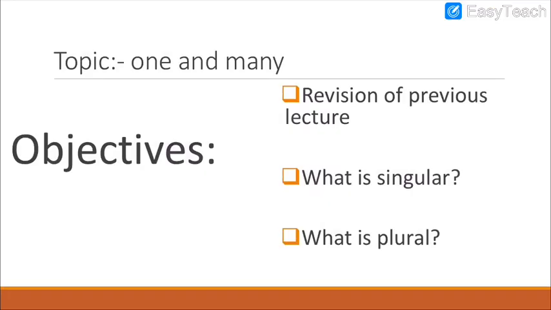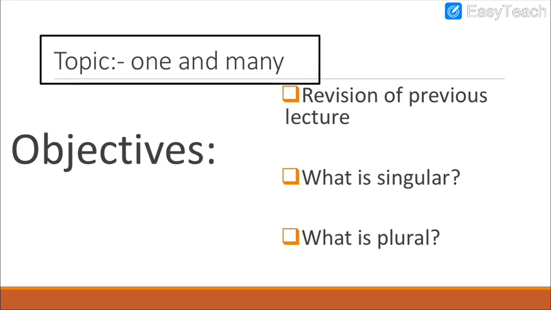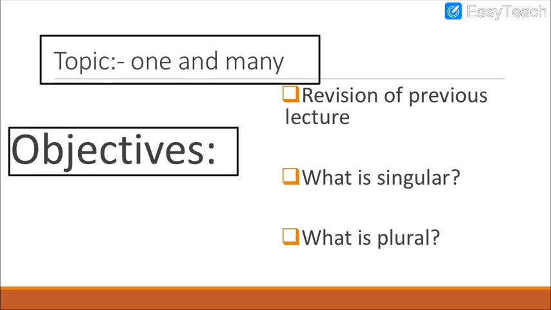So students, today's topic is one and many. Yes, the topic is very much easy. Also, the main objective for today is revision of the previous lecture. As you all know, if we start any new topic, first we revise the topics which we have just done, correct? So you can get connected with the previous lecture and today's lecture.